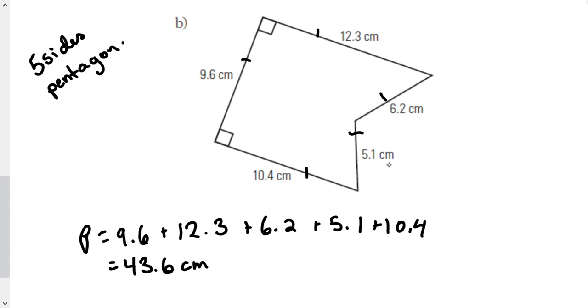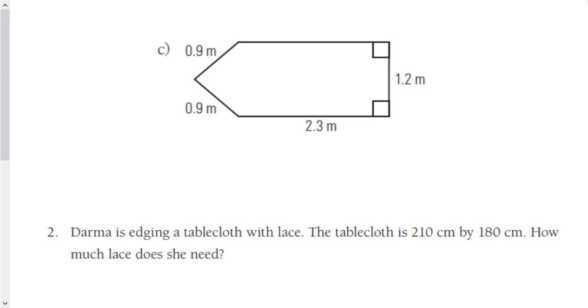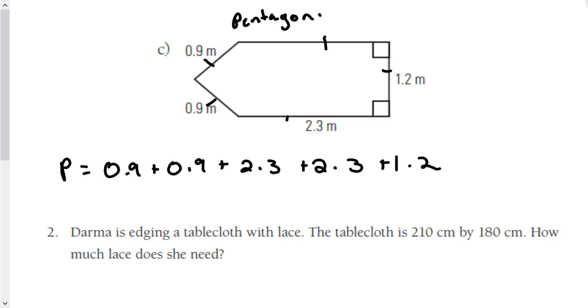centimeters. And again, centimeters. We have a 1, 2, 3, 4, 5. So again, this is a pentagon, and we're just going to add this all together. And then just remember that this side and this side are equal. So then we add this all together, which leaves us at 7.6 meters.